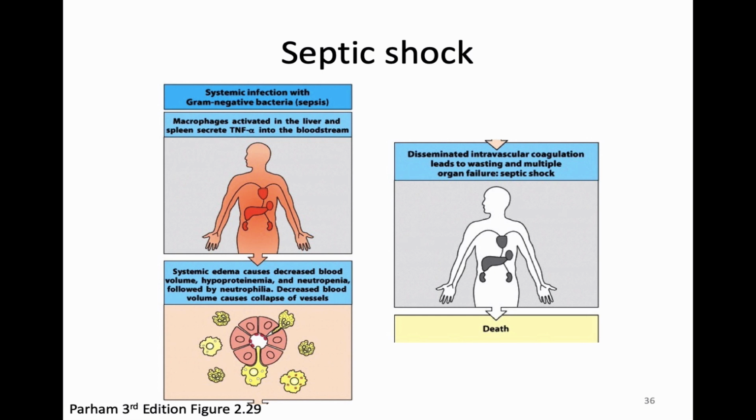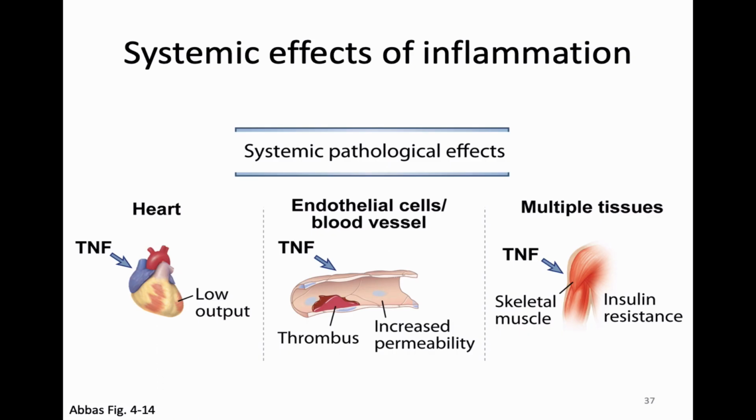This may lead to lower levels of protein, lower levels of cells in the blood, all of which are bad. This can even lead to collapse of blood vessels because there's not enough blood volume inside the vessels to hold them open. Eventually, this may lead to problems in clotting throughout the body, things like wasting and multiple organ failure, and may lead to death. This is a common cause of death in hospitals and is one of the reasons why we find it so important to understand this inflammatory process.